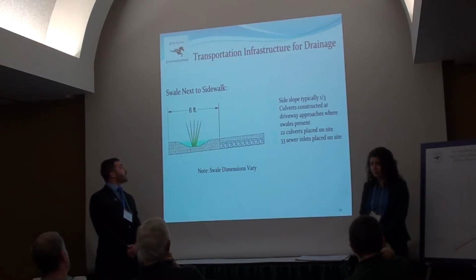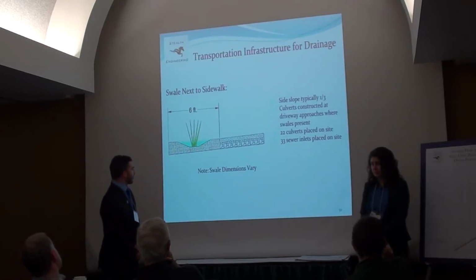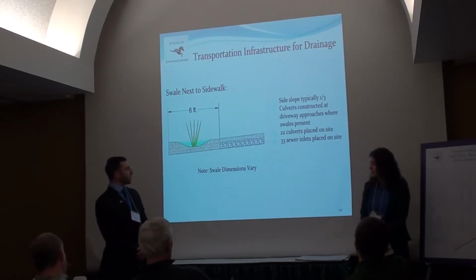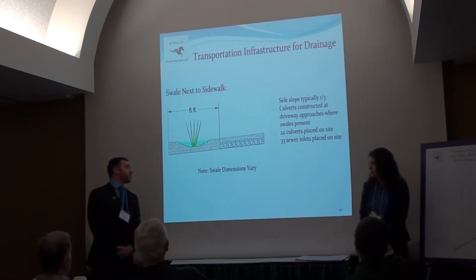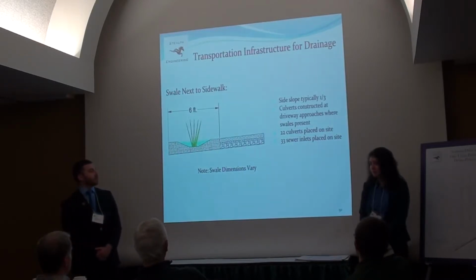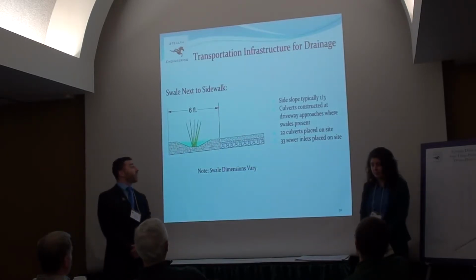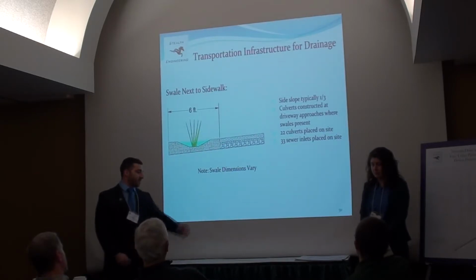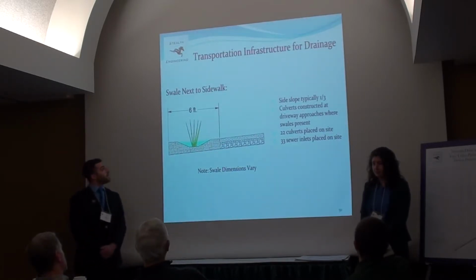Here we see a typical swale cross section. A recoverable slope was implemented, typically 1-on-3. Culverts were to be constructed at driveway approaches where swales were present, approximately 12-inch diameter culverts. A total of 22 culverts have been placed on site, as well as 33 sewer units, which can all be seen in the plans we have listed.